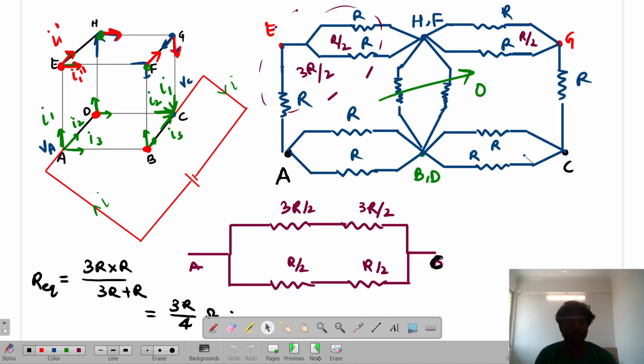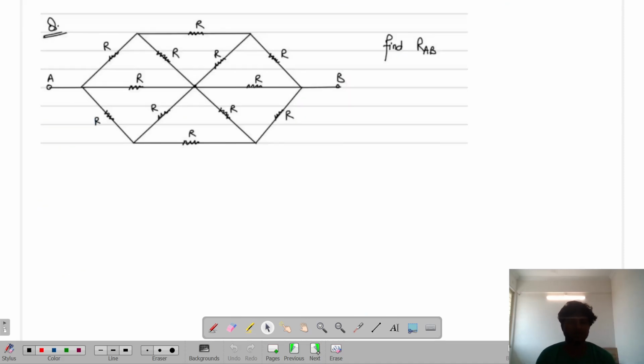The question I gave you right now is based on both symmetries, folding symmetry and reverse symmetry. How? If I draw a line joining these two points, this is my perpendicular bisector. Along the perpendicular bisector, all the resistances are similar, totally similar.